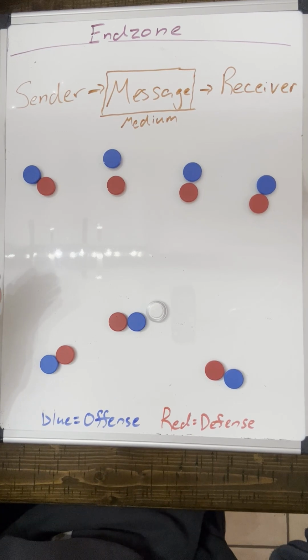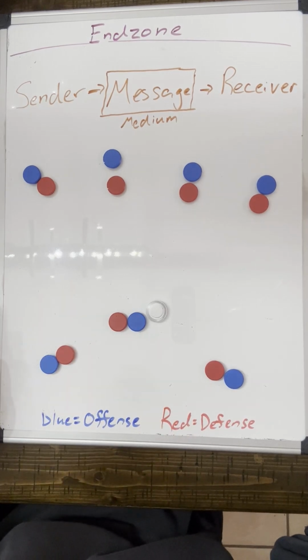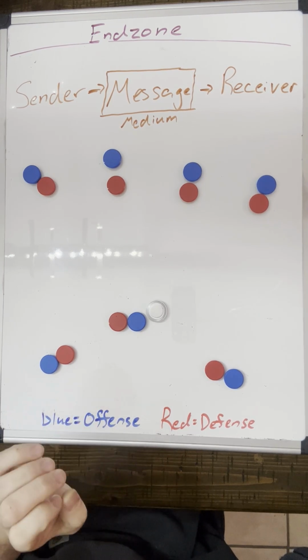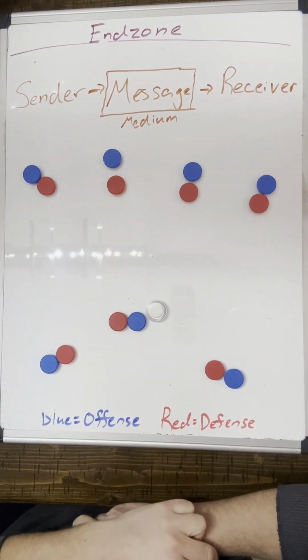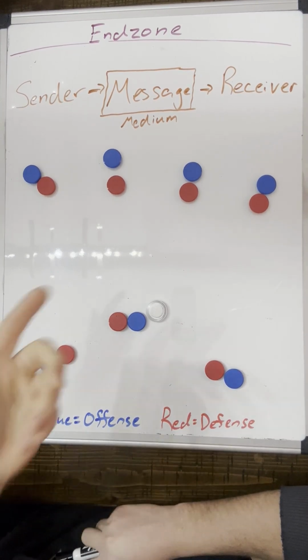Now, sometimes you're in a situation where you need to read your defender and then you want to play off of his body, but we need to do that as quickly as possible. Then we can commit to a message as early as possible. Next, the medium. How do we go about communicating where we want to go?